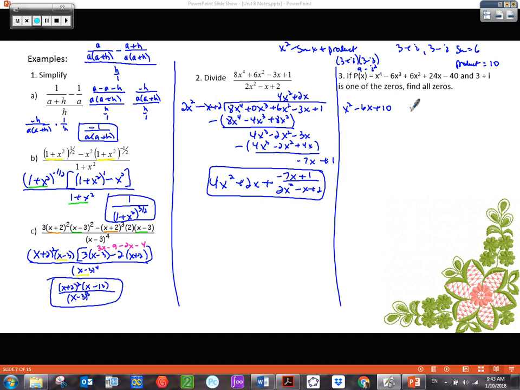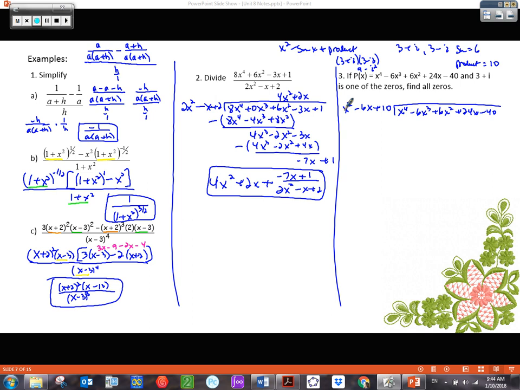I'm going to divide that out of my equation. I'm dividing the roots out so I can see what's left over. I'm going to do long division. I have x to the 4th minus 6x cubed plus 6x squared plus 24x minus 40. And let me tell you, if you don't get a 0 as a remainder, you have done something wrong. Right? Because these are factors of that polynomial. You should get no remainder. Okay? So let's do that.